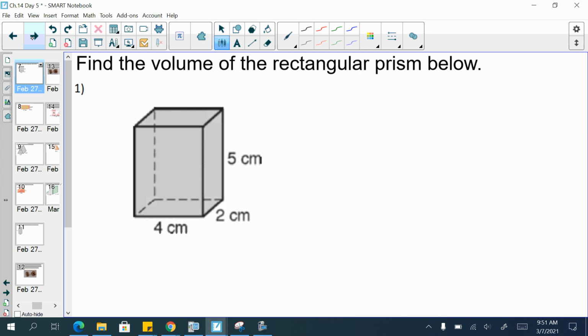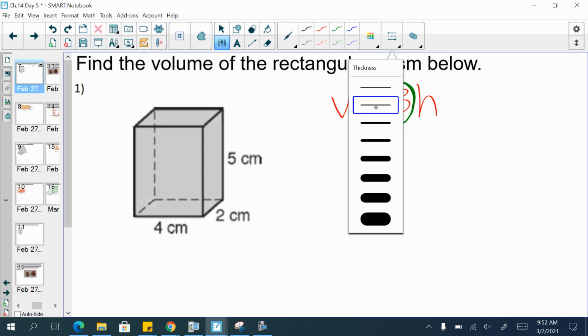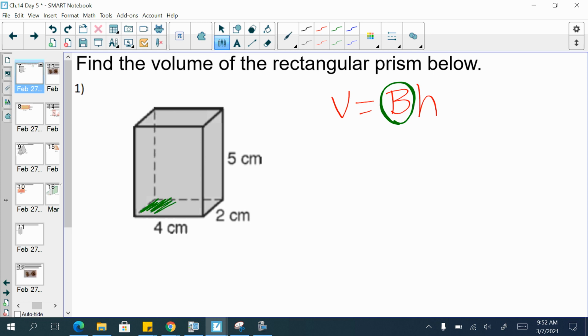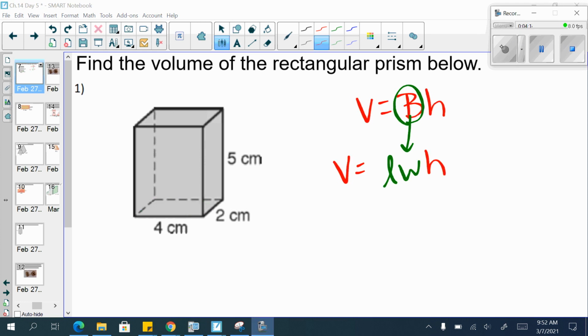Find the volume of the rectangular prism below. I'm going to write the formula like this: area of the base times the height. Again, this part's going to change based on the shape of the figure. The shape of the base in this case is a rectangle. So how would we find its area? You're going to do the length of the base times the width of it. So 4 times 2.